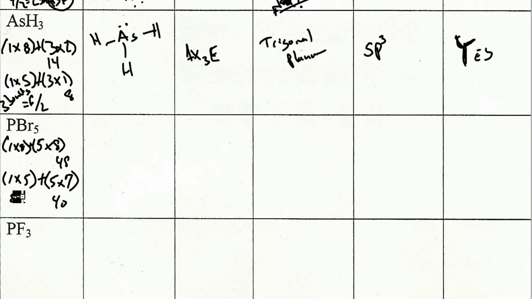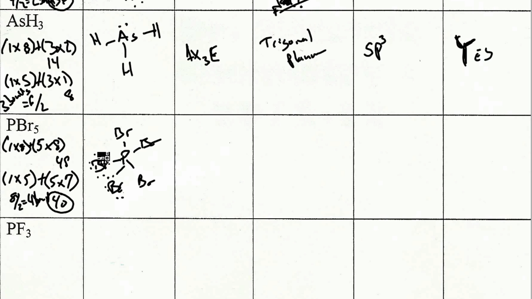40 minus 8 is going to give us 8. Divide that by 2, 4 bonds. Oh boy, I thought we were done with these. I guess not. Alright, so we can't do 4 bonds and 5 things attached to something, so we're going to have an expanded octet, and we're going to try to get a total of 40 valence electrons here. So we're going to put our phosphorus in the middle, and put a bromine, bromine, bromine, bromine, and bromine. 1, 2, 3, 4, 5, 6, 7, 8, 9, 10.